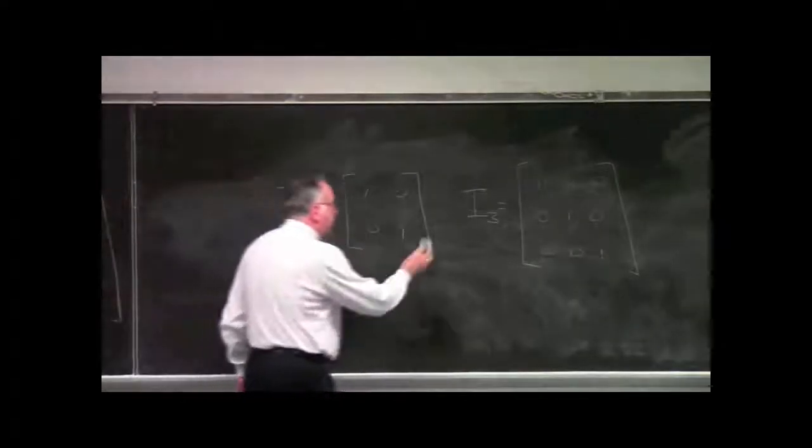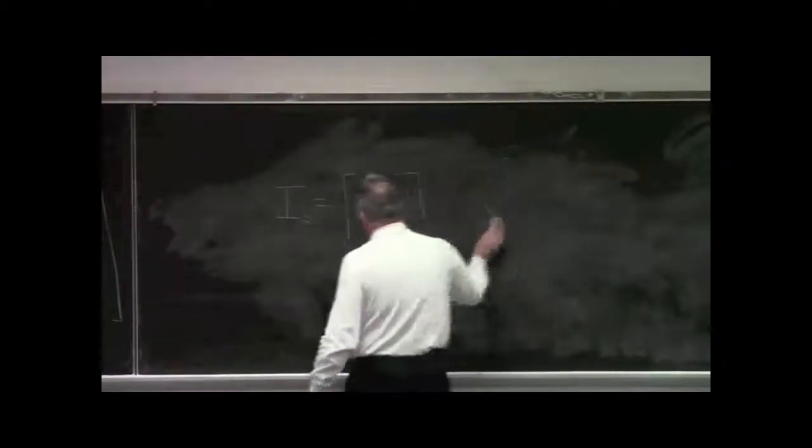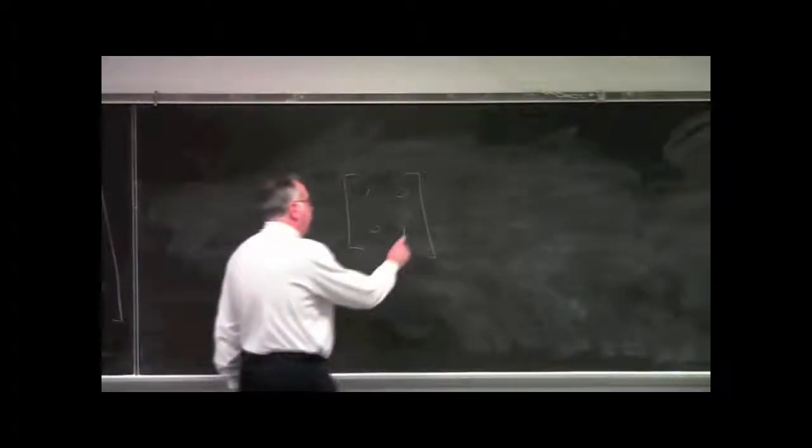Let's just verify what I said earlier. Let's take the 2 by 2 identity matrix. If you multiply this times any matrix, you'll get the same matrix back, so long as the two matrices are conformable for matrix multiplication. Okay, so let's make up a matrix over here.